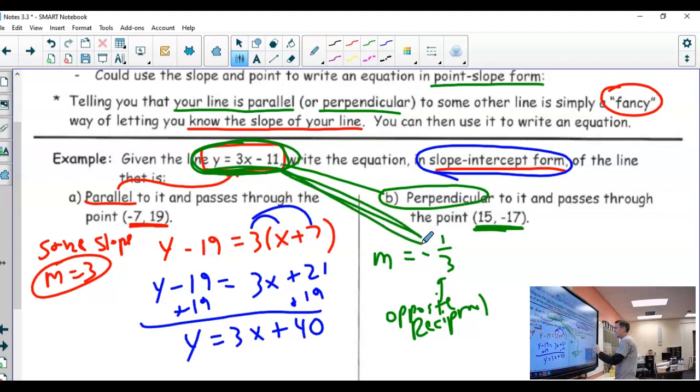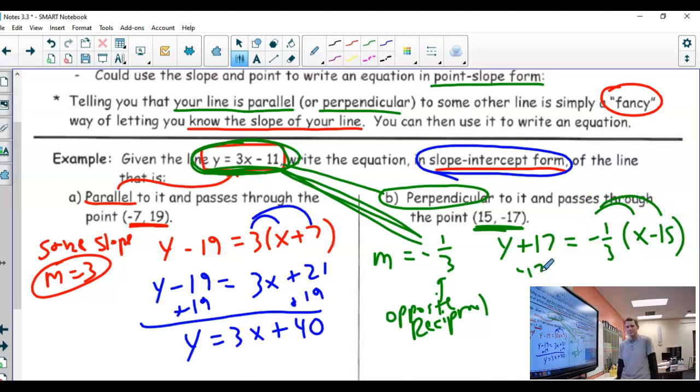And now I can use my point and my slope to write an equation. Be y plus 17 equals -1/3 times x minus 15. And if I wanted to, I could put it in slope-intercept form by distributing and then subtracting 17 from both sides, right? I think that's good. I think you can use those examples to help you on your homework. Good luck.